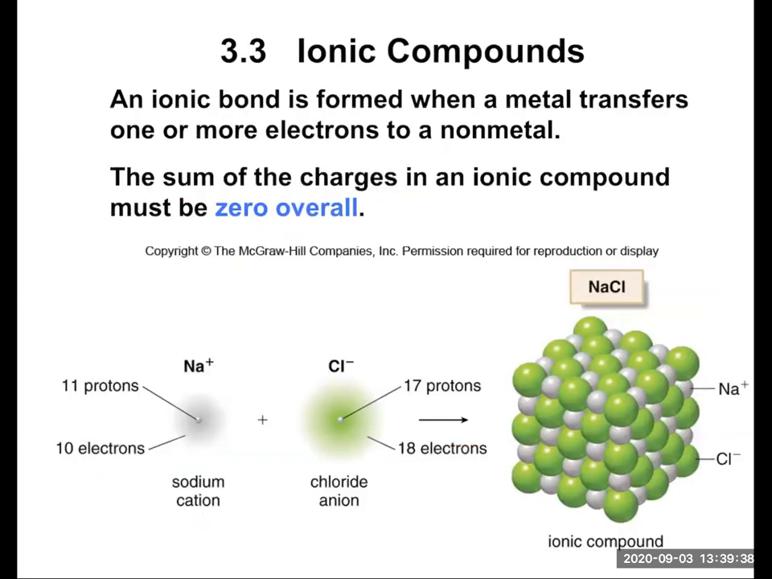An ionic compound is formed when a metal, notice that the metal is the one doing the transferring, gives electrons to the non-metal. The non-metal is accepting. The overall charge of those two is going to be 0. So for example, NaCl, the overall charge equals 0. Na carries a plus charge, Cl carries a negative charge. Positive 1 plus -1 equals 0.